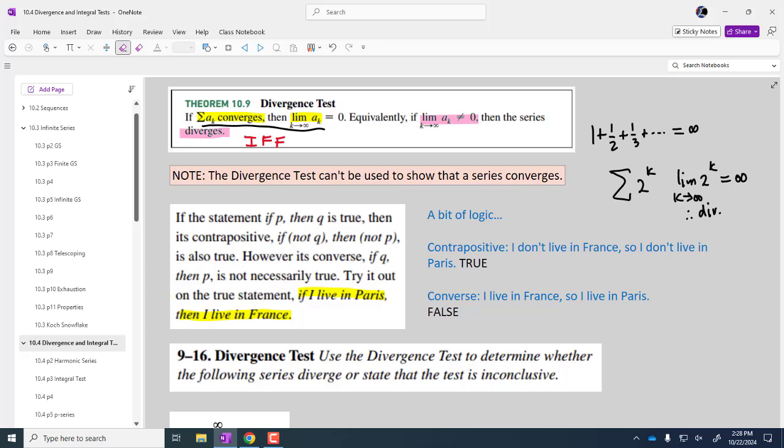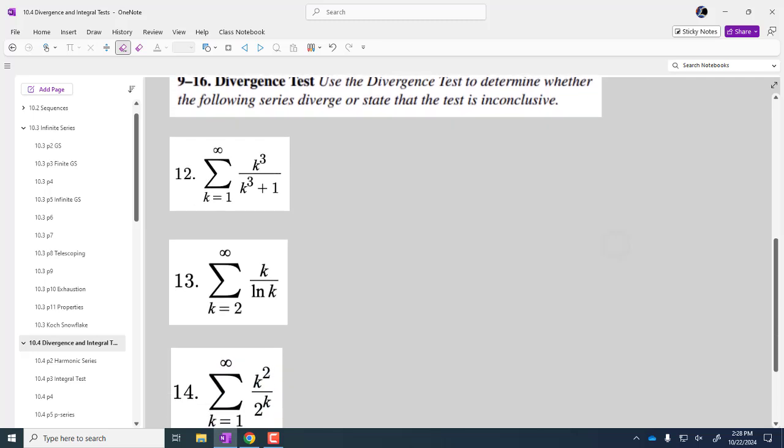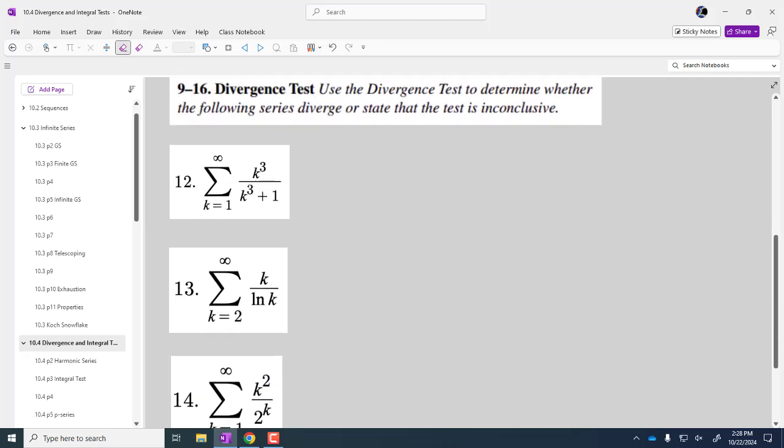So you'll see that kind of logic later. We don't need it here, though. Okay. So let's take a look at the divergence test. Either the divergence test will conclude divergence, or it will be inconclusive, one or the other. So to use the divergence test, we say the limit of a sub k as k goes to infinity.